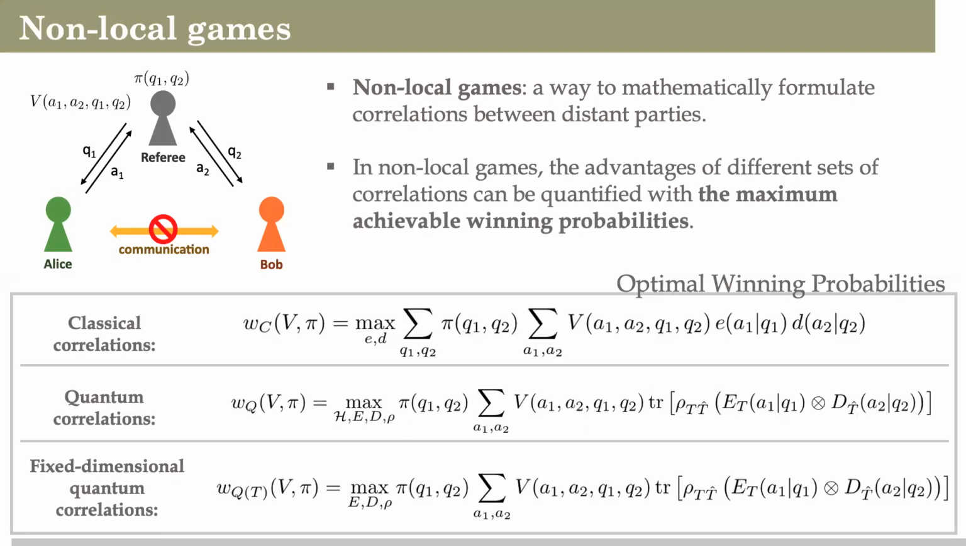However, sometimes we want to study the case when the dimension of this quantum state is fixed. For example, Alice and Bob might be only allowed to use qubits or qutrits. In that case, the relevant quantity is this dimension-bounded quantum value omega qt. And here, the expression is the same as this omega q, except that now this Hilbert space H is fixed. So we don't maximize or optimize over it. And in this talk, this dimension-bounded quantum value omega qt is our main topic.